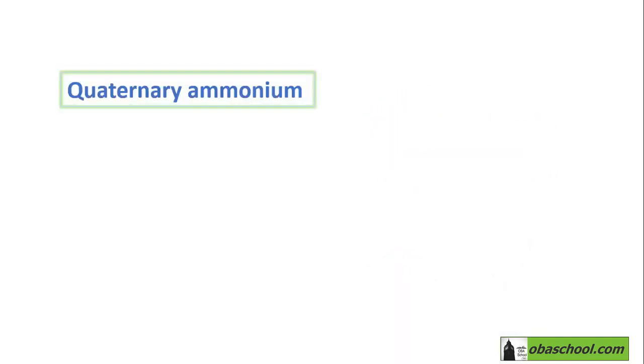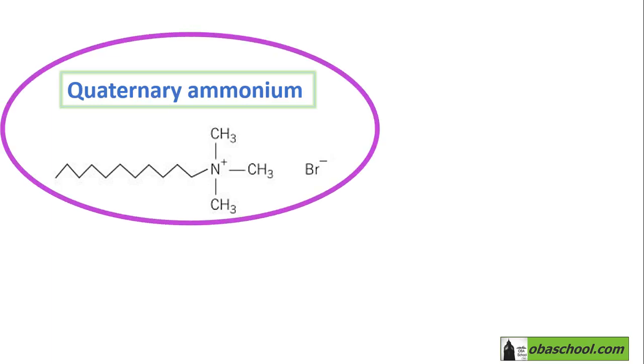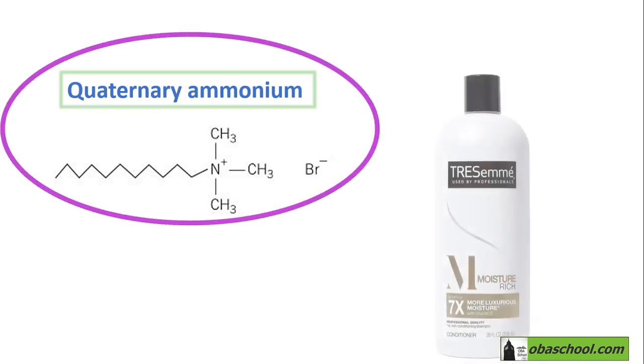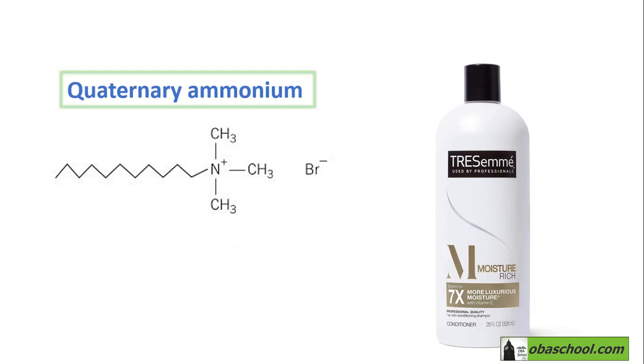And the last important thing are quaternary ammonium molecules. The quaternary ammonium compounds are used industrially in the manufacture of hair conditioners. So we use them in producing hair conditioners, as the one you see in the picture that most of us use.